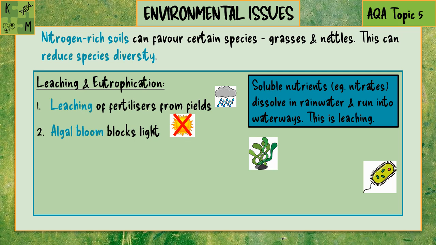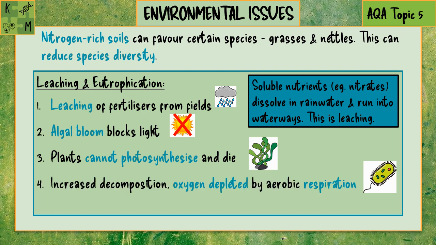This increased concentration of nutrients causes the small microscopic algae to reproduce really quickly and produce a green covering over the surface of the water, which is known as an algal bloom. The problem is that this is going to block the light for any photosynthesizing aquatic plants below. So without photosynthesis, those plants will not have any respiratory substrate and therefore will die. Their remains would then be decomposed.